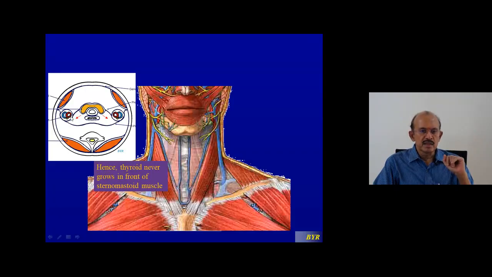So these three structures derive a fascial covering, and this fascial covering of the carotid vessels, jugular vein and vagus nerve is called the carotid sheath. This prevertebral fascia passes in front of the prevertebral muscles. It is a tough fascia over which the esophagus and trachea lie. This is the esophagus and this is the trachea. Then this is the pretracheal fascia. The pretracheal fascia splits to enclose the thyroid gland in the midline.